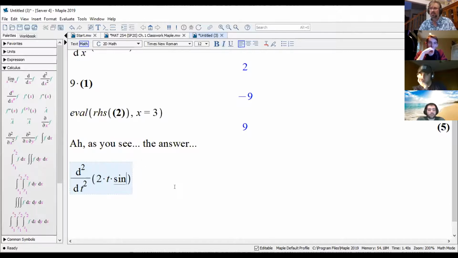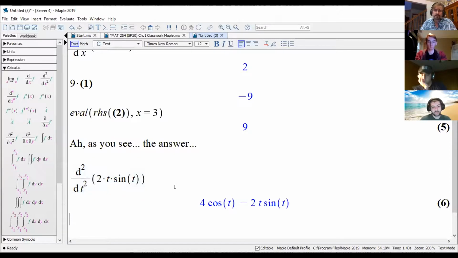Oh, and by the way, notice if I just type sine t, it's not going to know what I'm doing. It's going to think I'm trying to type in something fancy. The argument for a sine function has to be inside of parentheses. So what's the derivative of 2 times t times sine of t? You'd have to use the product rule, but Maple does it pretty fast.